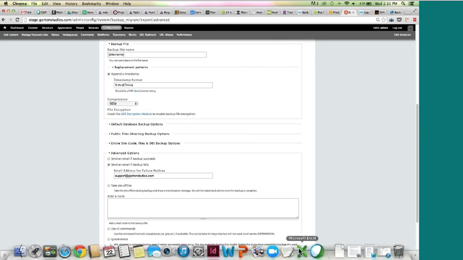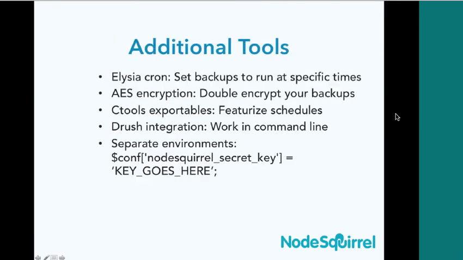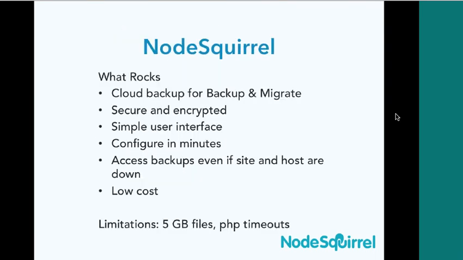Let's see. I'm going to switch back to our slides here. As we mentioned earlier, NodeSquirrel is basically cloud backup for Backup and Migrate. It's a paid service, and if you use it, NodeSquirrel becomes the storage service for your Backup and Migrate backups. As you mentioned, it's secure and encrypted. I think the phrase is encrypted at rest, right? Yeah, it's encrypted over the wire, and it's encrypted at rest. Again, trying to make it easy to do the right thing. It's a very simple interface, and we can take a look at that in a minute. It's not terribly surprising. You just look at it and see a bunch of backups and download one if you need to. It's pretty fast to set up, and it once again puts the backups in your control.